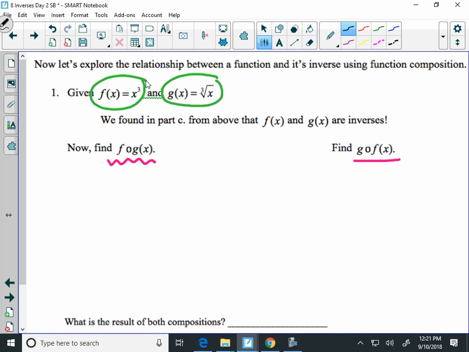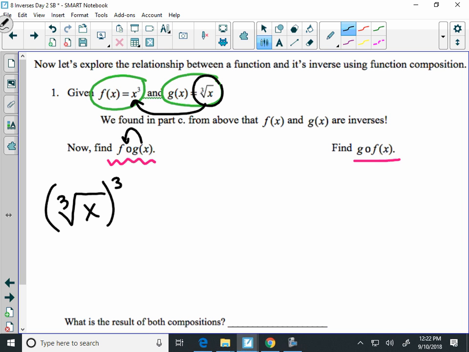So let's talk about f of g of x. When I compose these functions, which one goes into the other? G goes into f. So you're going to take this cubed root of x and put it in for x into f. Let's take our parentheses. We're going to take this cubed root of x. That goes in for x here, and then where do I put the cubed? Outside the parentheses. Well, what happens when I take the cubed root of x cubed? It cancels, and you just get x. That's the result of the first composition.